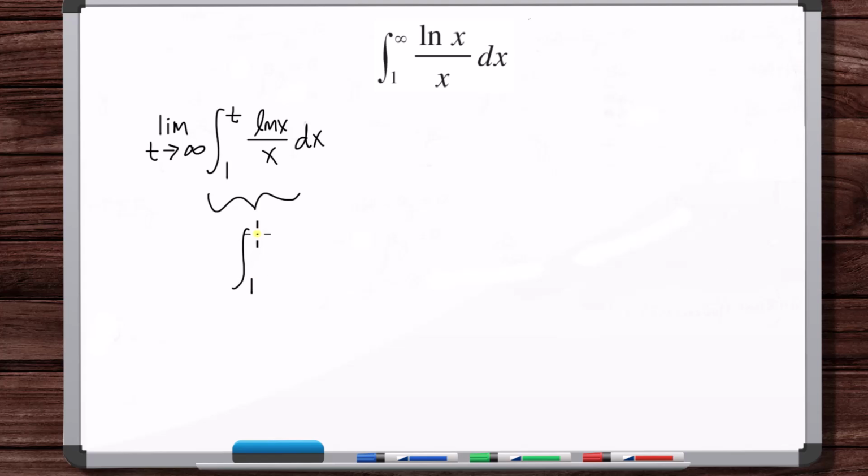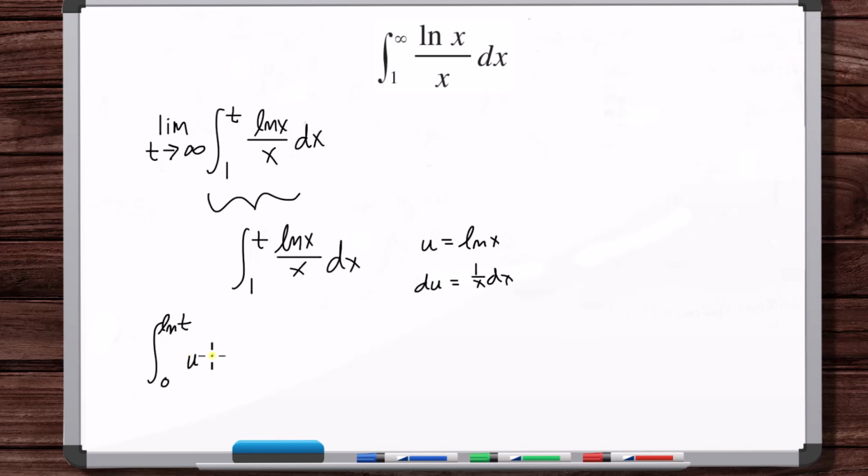So if we evaluate this integral, we can say that u is equal to natural log of x. du is 1 over x dx. When x is equal to 1, u is equal to 0. When x is equal to t, u is equal to the natural log of t. And then we've got just u du. So this ends up being 1/2 u squared evaluated from 0 to natural log of t.